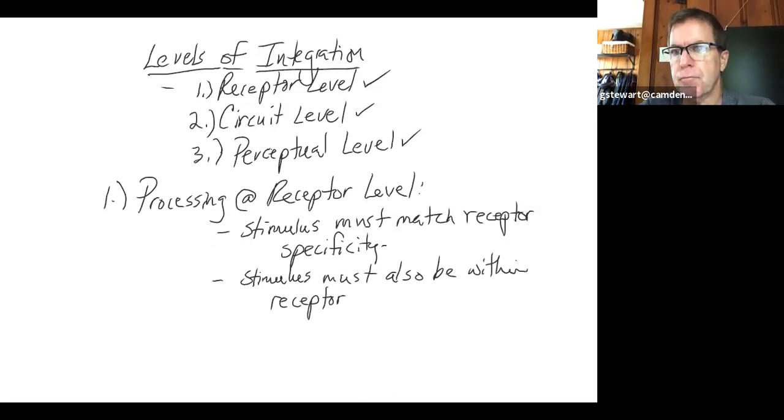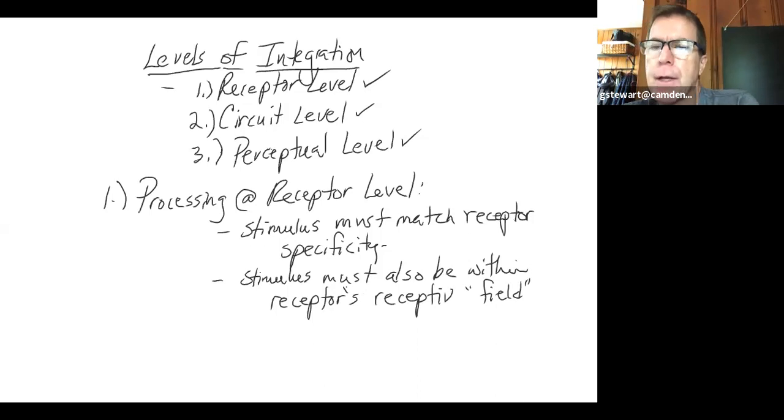Let me erase that for a second. Receptors, all that means is this. Let's use our example of touch again. If the touch on our skin is so light that it doesn't trigger our touch receptors because they're not sensitive enough, then nothing's going to happen. So the stimulus must be at least strong enough to stimulate that receptor.